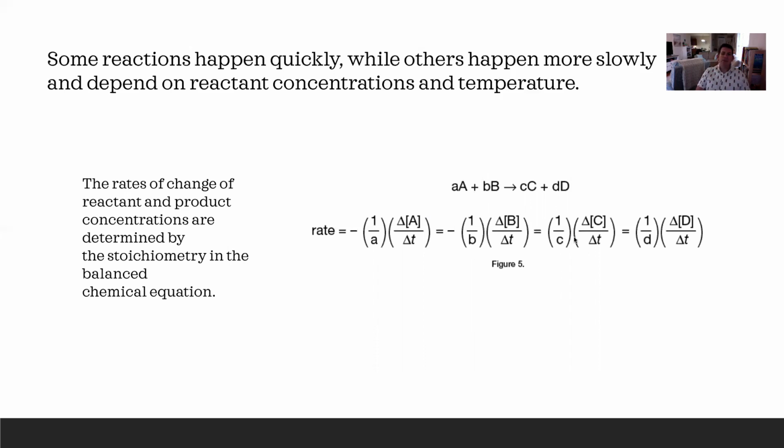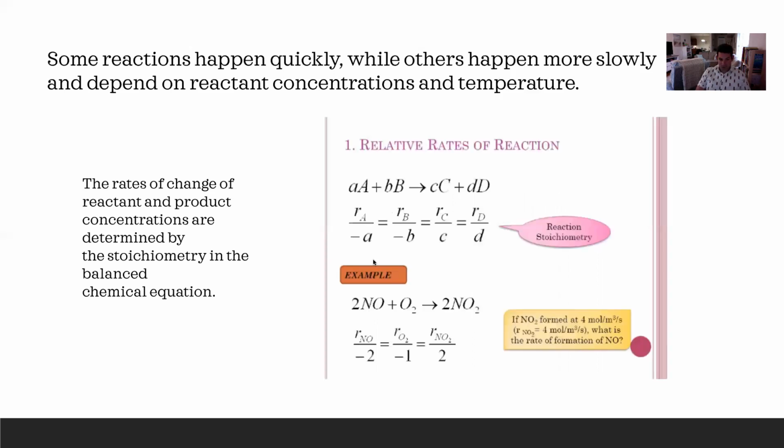This is not an equation that we use very often, though. It's just setting it up so we know that if those coefficients are there, they do matter, and it tells us how quickly we may lose any given reactant or how quickly we may make a product. And just as an example, here's 2NO plus O2 forming 2NO2.